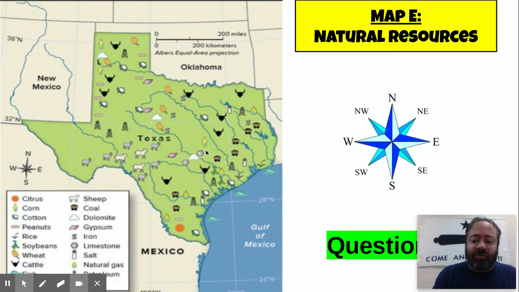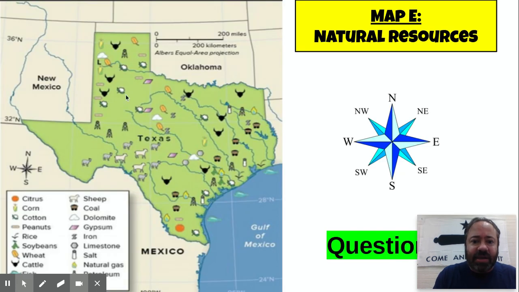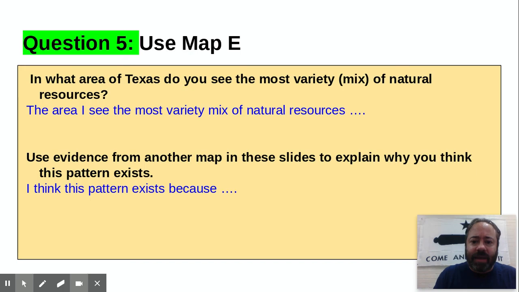And then right here is natural resources. The last question is, in what area do you see a large mix? Again, we see a large mix on this side, the eastern side near the water. Why do you think that is? Okay.